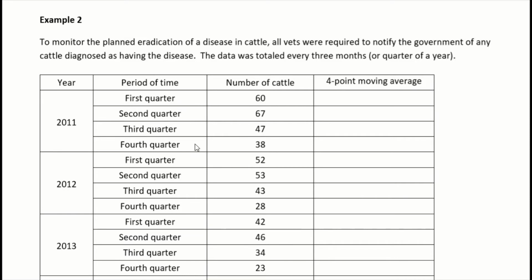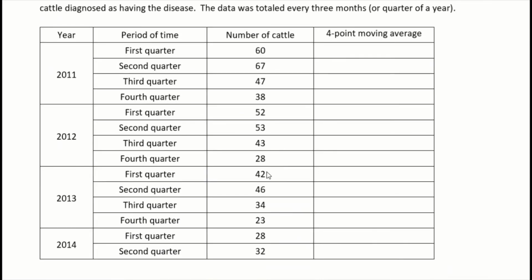Each 3 months gives you a quarter, which means in a year you are going to have 4 quarters, and these are the values that you have. So the first thing that we need to do is to find out the cycle first, right? Although in this question you can roughly guess that because there are 4 quarters in a year, you are going to do a 4 point moving average.